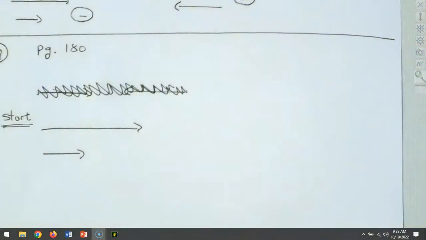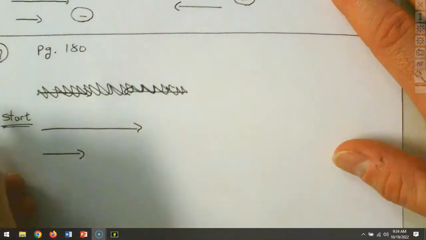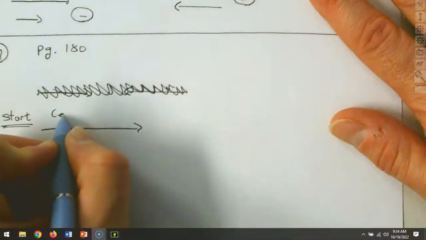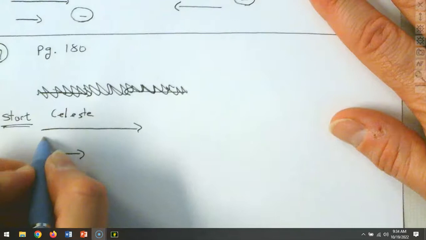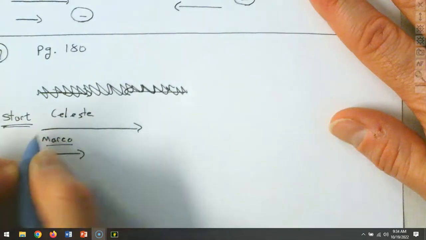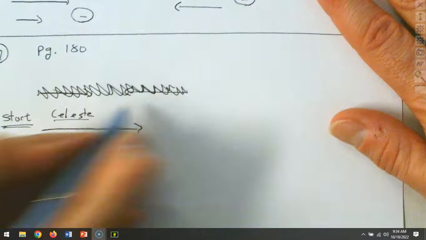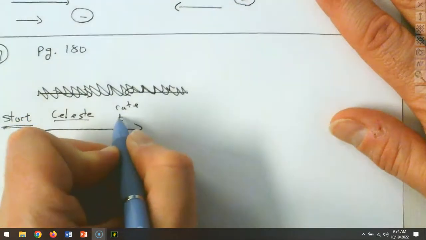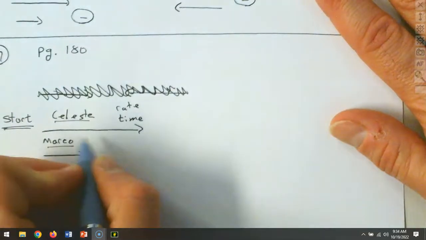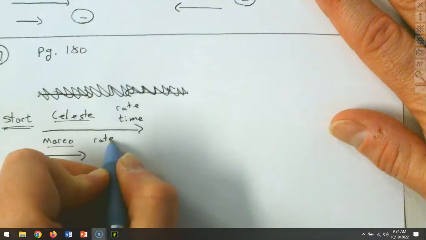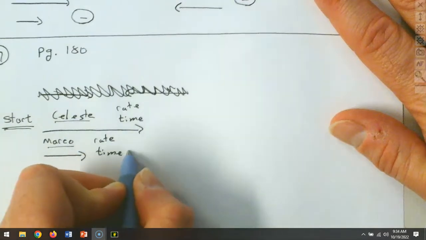Now, when I label these, I want to make sure I put the faster person on top. So Marco travels at 10, Chelsea travels at 12. So we'll put Chelsea on the top, and Marco down here. Now, each of these has a rate and a time. And I always want to put the faster person on top. That way when we subtract them, they come out correct. If you do it the other way, you'll end up with a negative answer.